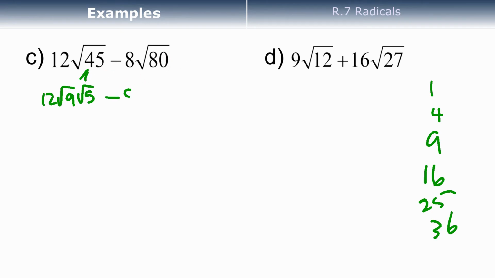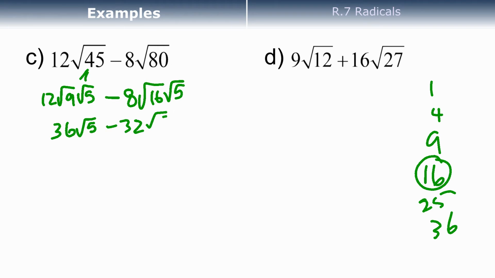80, same thing. 80, I think it's 16 times 5. So it'd be root 16 times root 5. So now root of 9 is 3. 3 times 12 is 36. So this would be 36 root 5. Root of 16 is 4. 4 times 8 is 32 root 5.